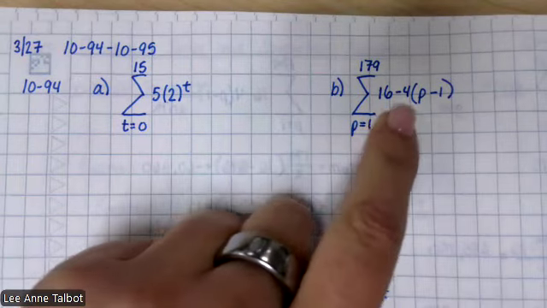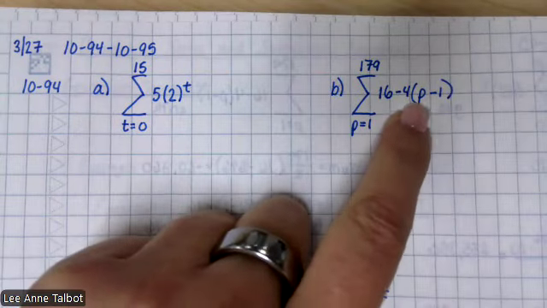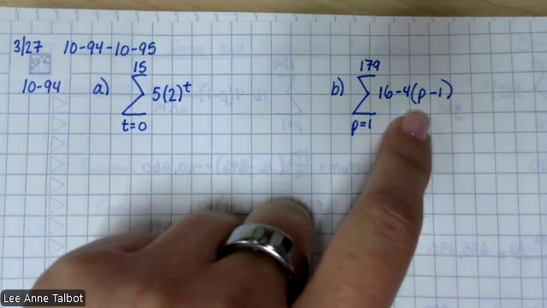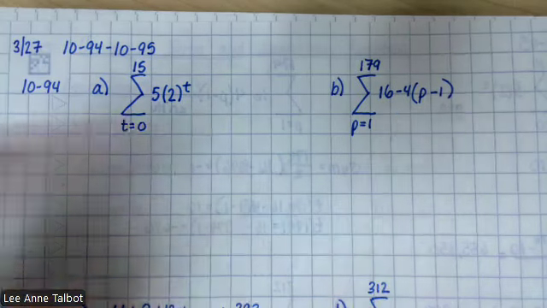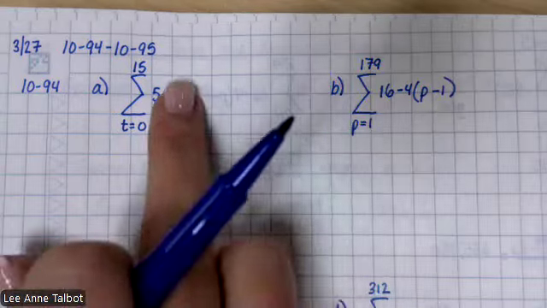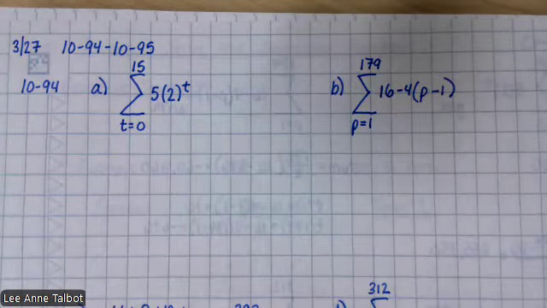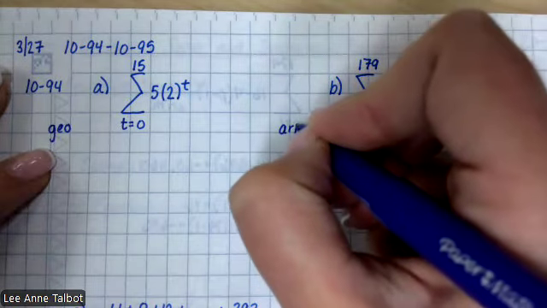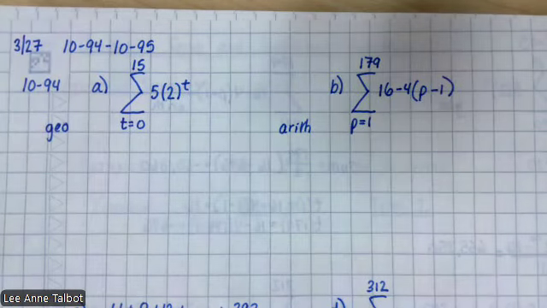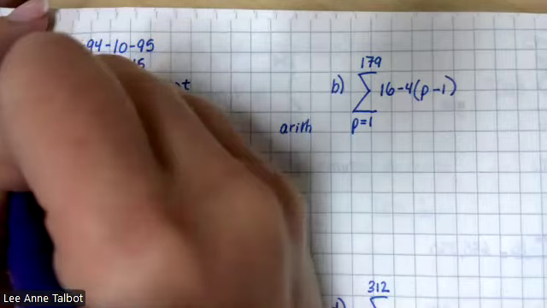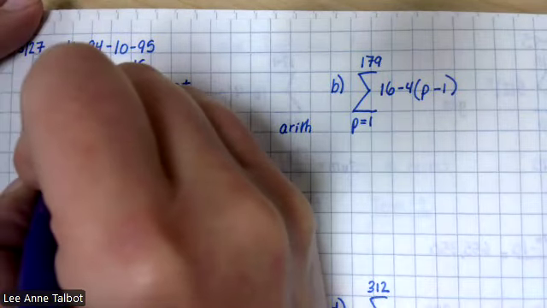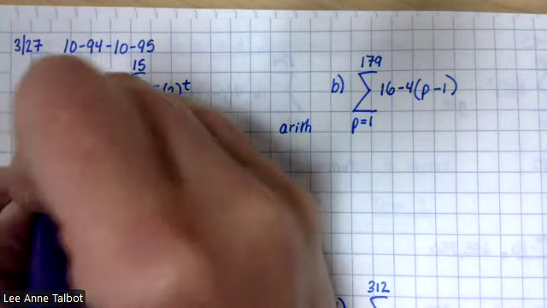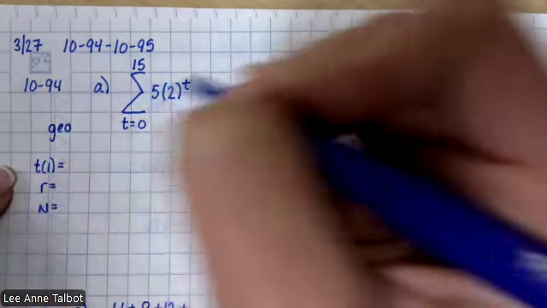And arithmetics, okay, this one looks weird, but if you distributed the 4 and combined like terms, it would be mx plus b. So basically you ask yourself, this one has an exponent, this one doesn't have an exponent. Okay, anyway, so this one's geometric, this one's arithmetic. And the geometric ones use a different formula. They require 3 things. Geometrics, you need term 1, you need R, and you need N.